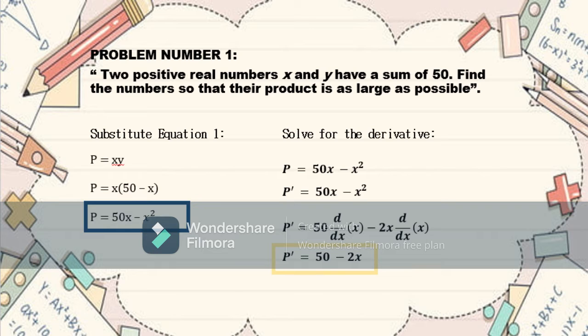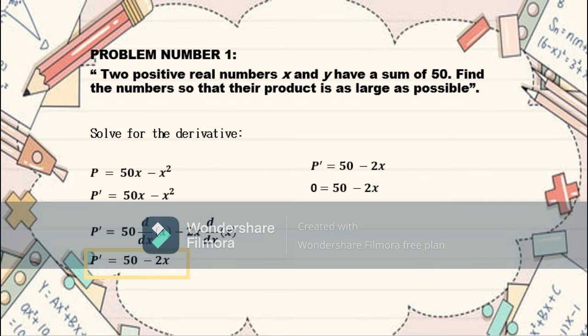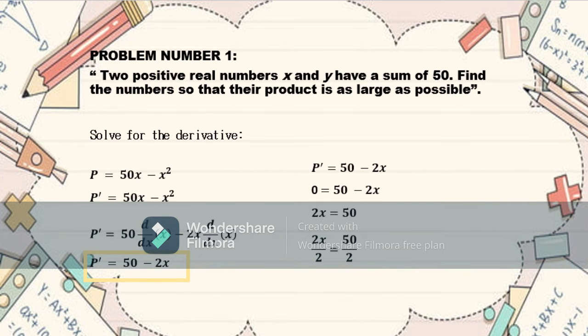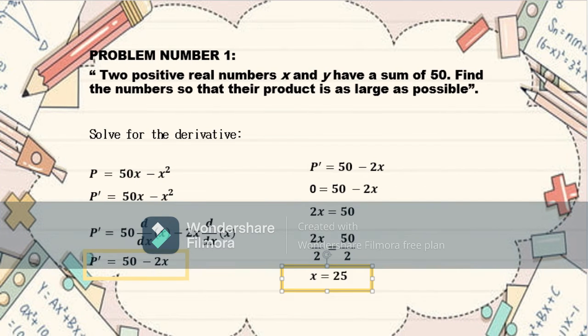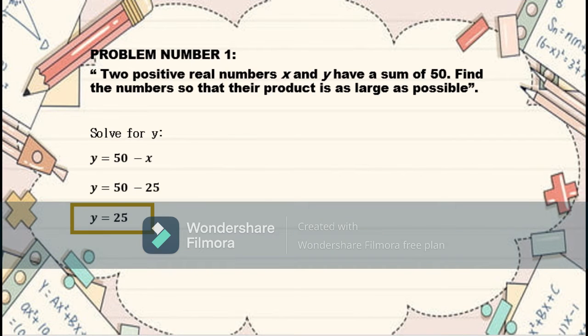Now let us proceed to equating it to 0. Change p prime into 0. Then isolate x to the left and simplify to get the value of x. Thus, resulting to x, our first number, is equal to 25. After getting the x, we are now off to getting the value of our second number, y. Simply use equation 1 and substitute your x value to the variable x. This results to y is equal to 25.